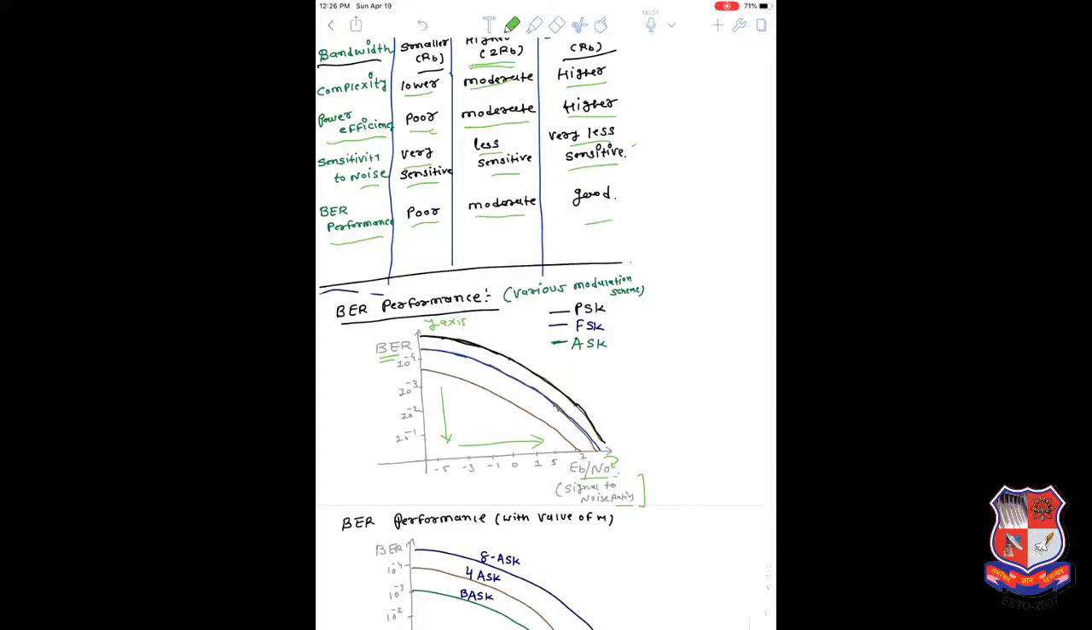In this diagram, this is ASK, this is FSK, and this is PSK. If you take any one value, say 5 dB of Eb/N0, and find the bit error rate, the bit error rate would be found here.